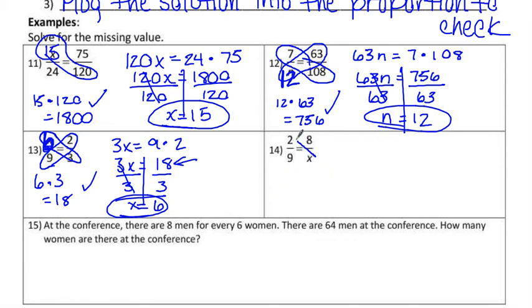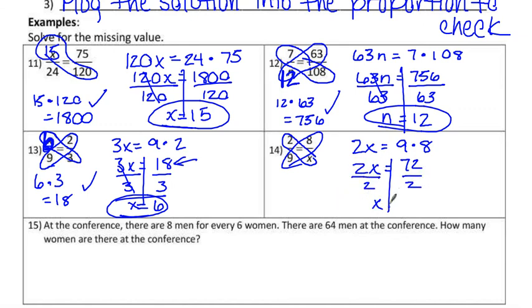So when we solve 14, start with the x. 2x equals, then 9 times 8. So I have 2x equals 9 times 8 is 72. Solve the equation. The inverse of multiply is divide. I'm left with x equals 36. If I plug in 36 where the x is, it would be 2 times 36, and if you check that, that is equal to 72. So that matches this right here, so we're good.